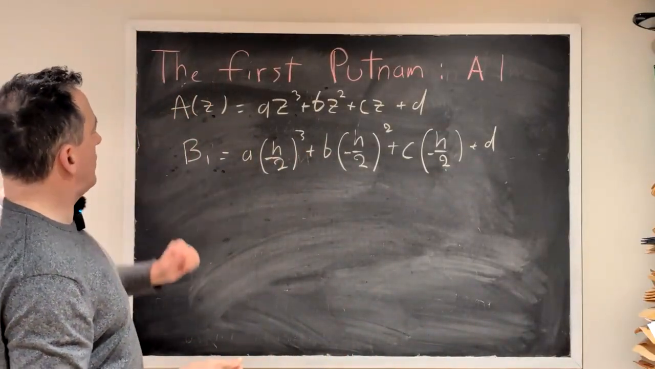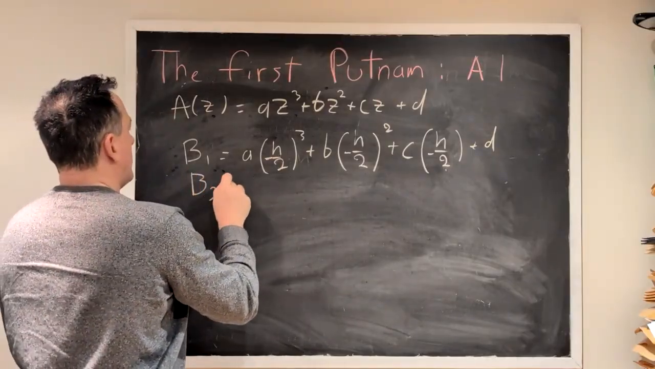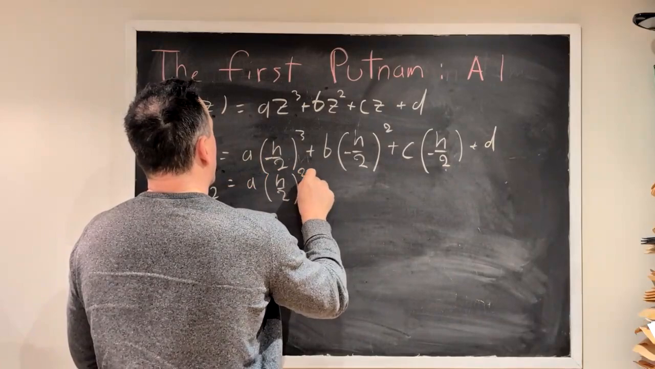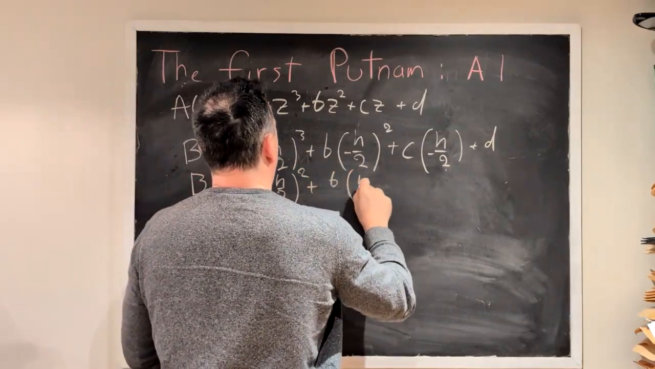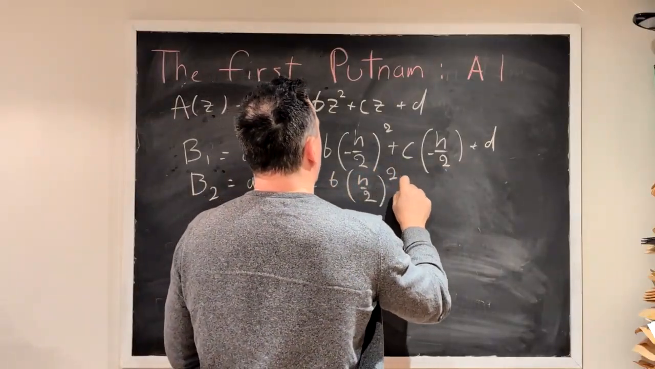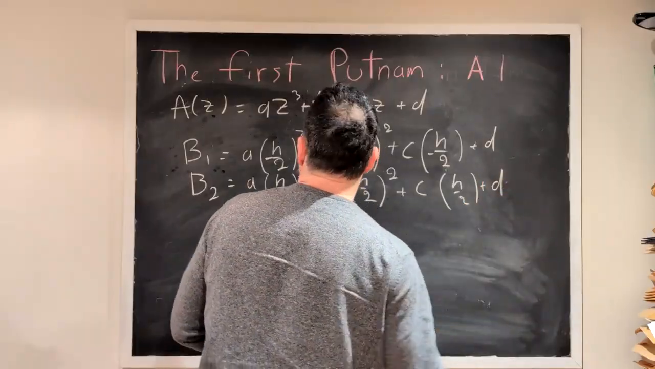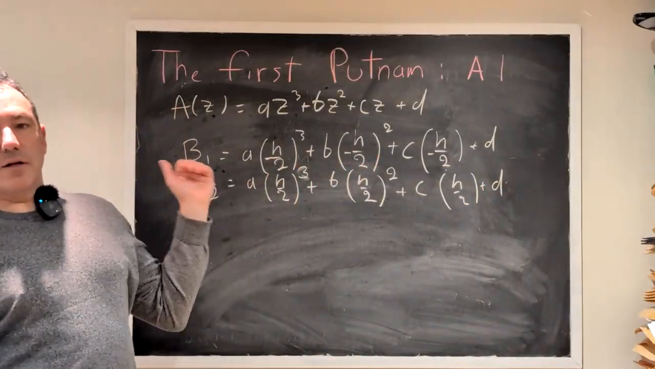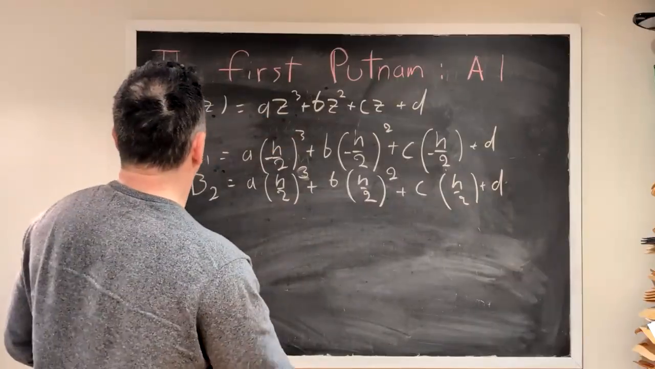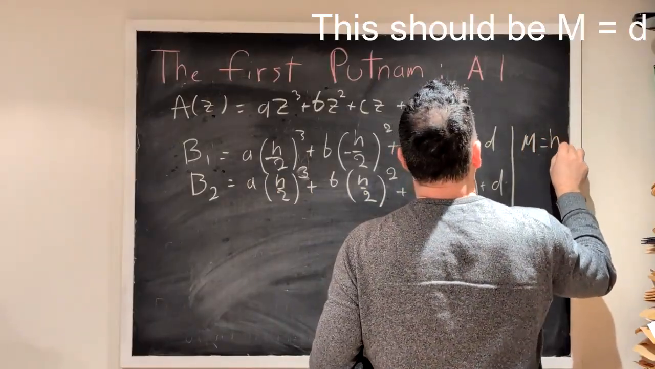And we had B2, which was the area at the top. Well, same thing without the minus sign. Plus b times (h over 2) squared, to the third power for the first term, plus c times h over 2 plus d. And now we had the area in the middle. Well, this is easy. This is with the z position equal to 0. So I will not waste space. I will say that m is simply equal to d.